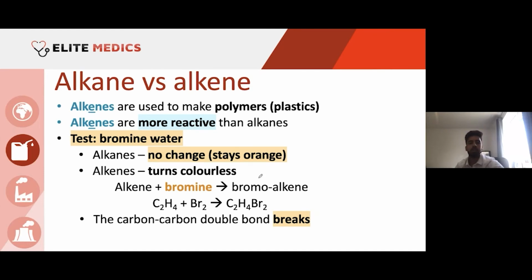Alkenes are used to make polymers, so plastics, and alkenes are more reactive than alkanes. Now, why are alkenes more reactive than alkanes? I don't want to make this too much of a chemistry lesson, but I know all of you will be doing chemistry because it's GCSE. So I'll explain it to you anyway. The reason why alkenes are more reactive than alkanes is, if you take an alkene, let's just take ethene, for example, ethene looks like this.